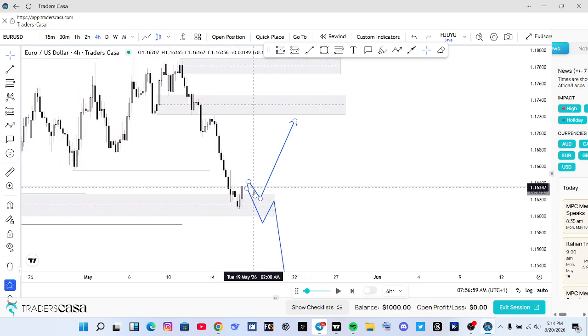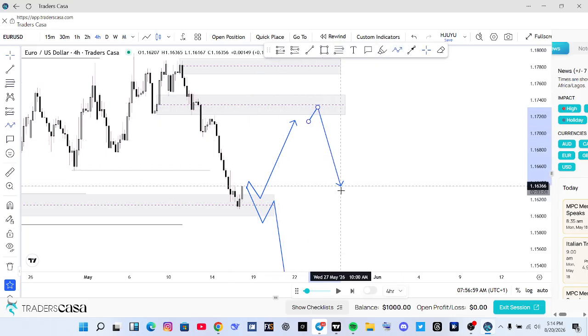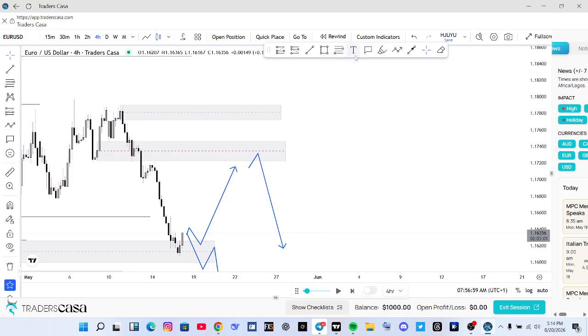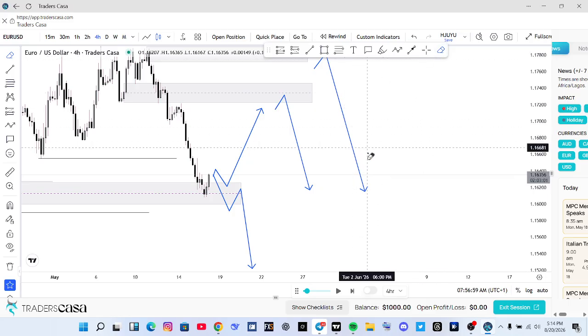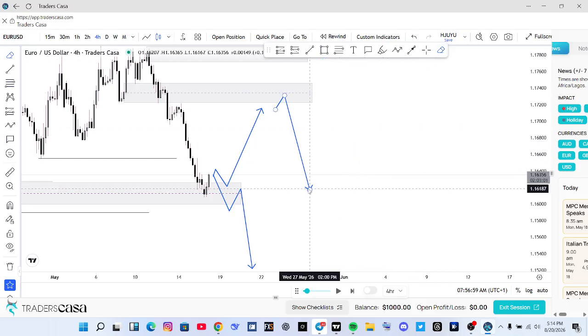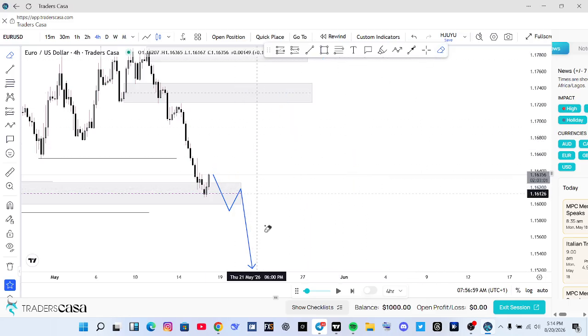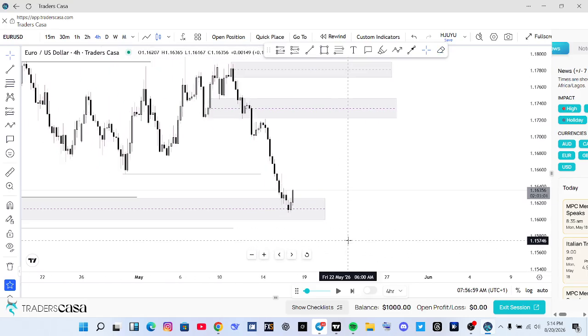So if price gives me a retracement and starts buying from here, when price gets to this zone, maybe at the end of the week, I'll start looking for sell, or at this zone, I'll start looking for sell confirmation. I hope we understand. I'm going to talk more on this. We'll still backtest this, but for now, I just want us to understand structure.